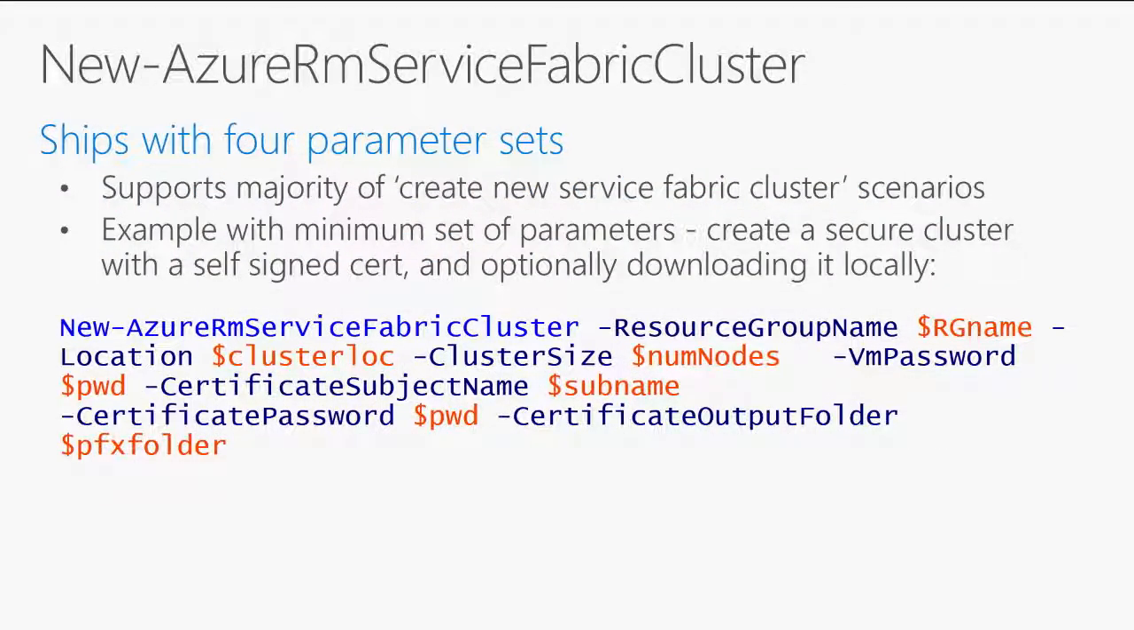Let's take this particular PowerShell. This is the new AzureRmServiceFabricCluster command. This actually has 4 parameter sets, mainly to support the majority of create-new-Service-Fabric-cluster scenarios. For example, the one I have on the slide at this point takes the minimum number of parameters. It creates a secure cluster and also assigns it a self-signed cert, which you can optionally download, or it will give you as an output where you can get it from the Key Vault. So let me give you a demo.